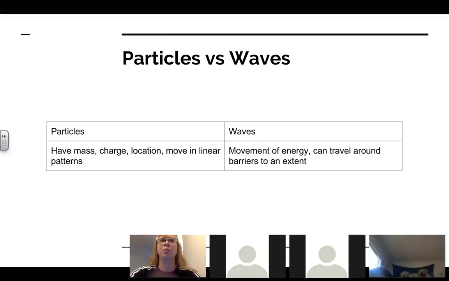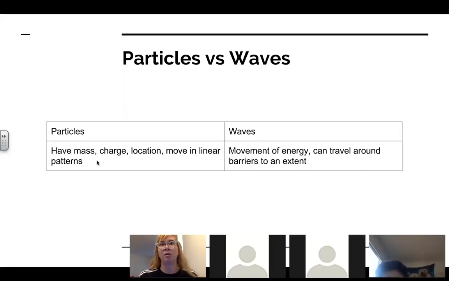This is really just 2 main categories that things get put into, right? Is it a particle? Is it a wave? That's pretty much what physicists were using to classify stuff. So particles have a mass, they have a charge, they have a location, right? And they usually move in linear patterns.